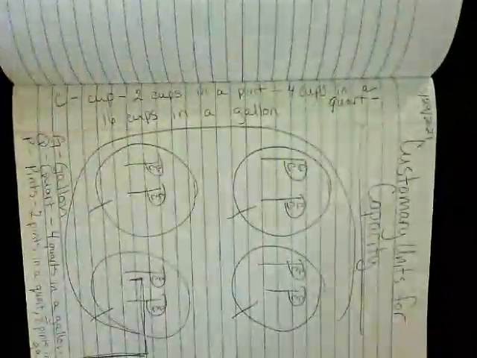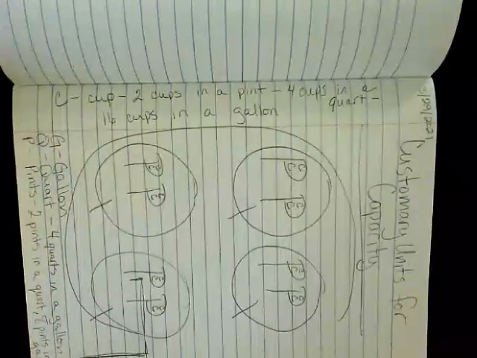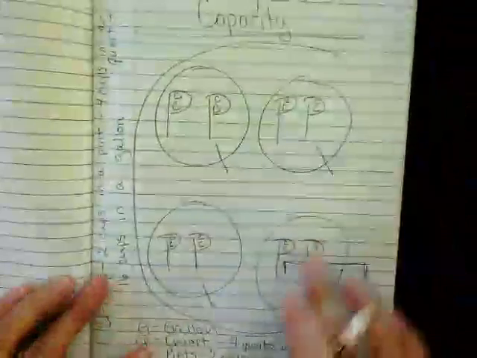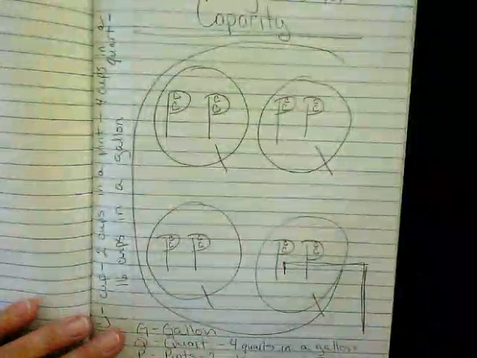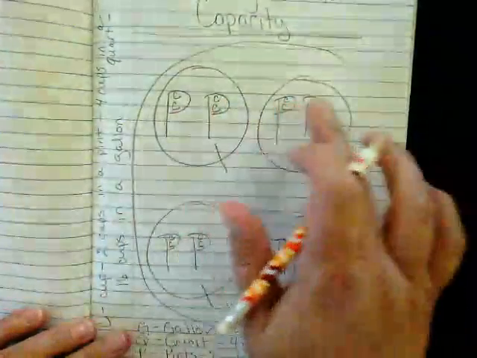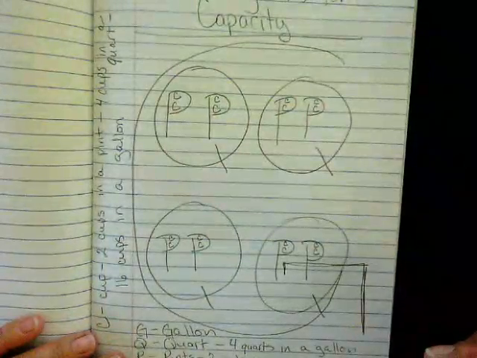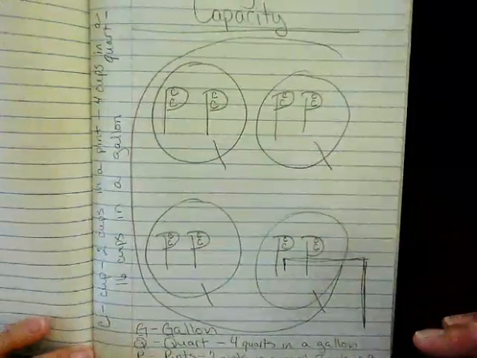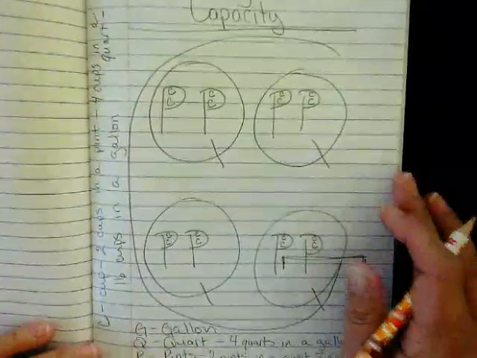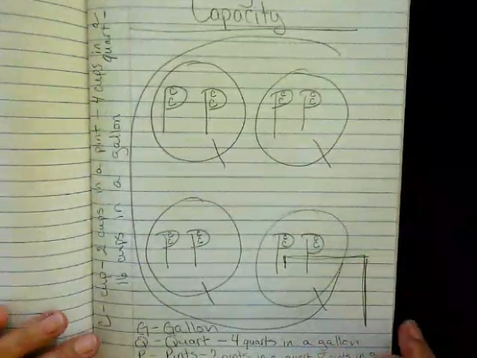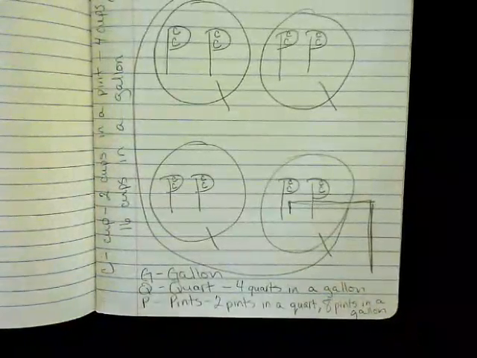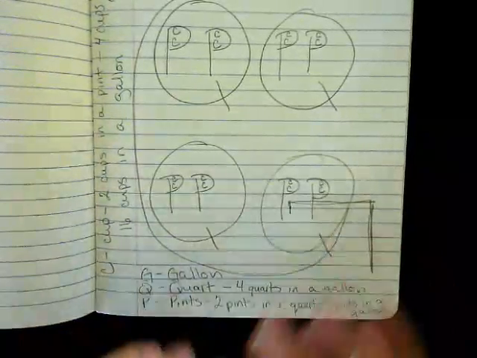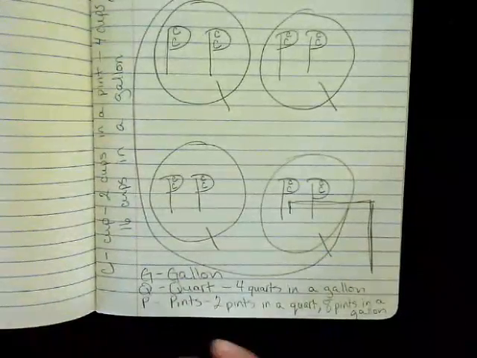So now we have our customary units for capacity. We have 16 cups in a gallon. 1, 2, 3, 4, 5, 6, 7, 8 pints in a gallon. 4 quarts in a gallon. And the gallon is the largest unit for capacity. Make sure you have all of this written in your journal. You're going to need it as you do your work today. And these notes will come in handy on your next assignment.